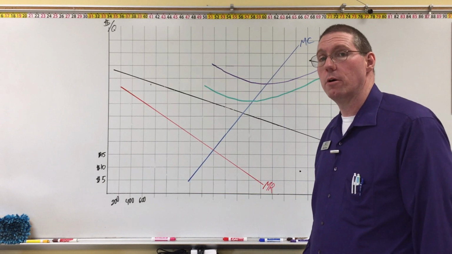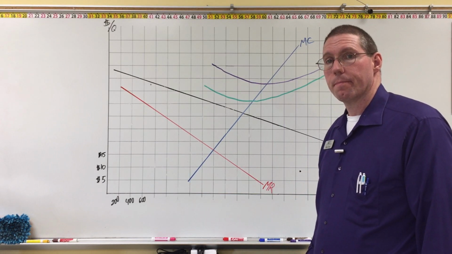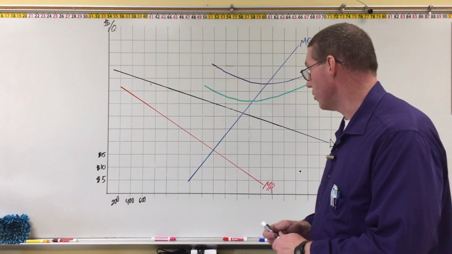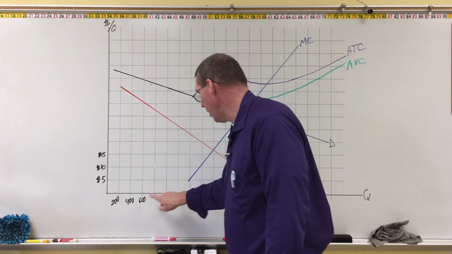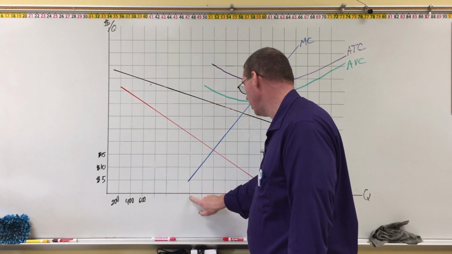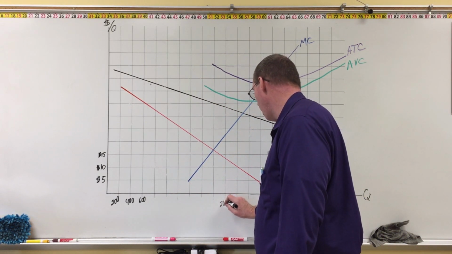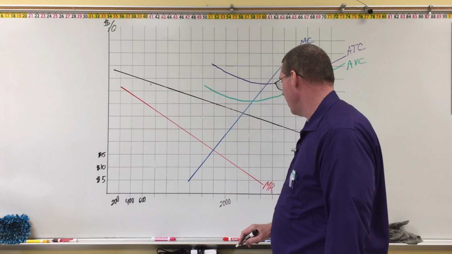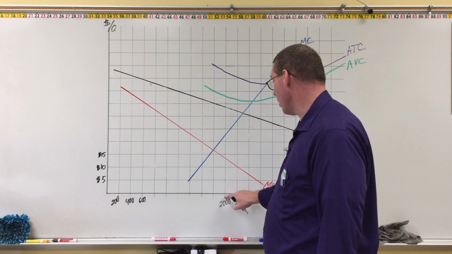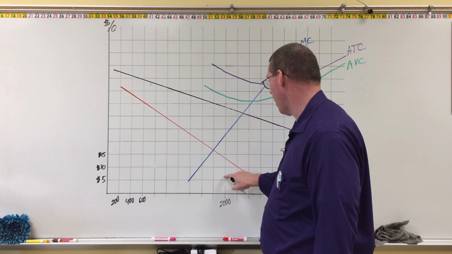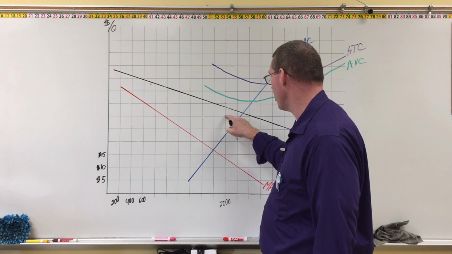So go ahead and pause the video. All right, so let's find where 2,000 is. So here's 600, 800, 1,000, 1,200, 1,400, 1,600, 1,800, 2,000. So this is a quantity of 2,000. And first we want to identify the price. So we're going to go up here. We're going 5, 10, 15, 20, 25, 30.